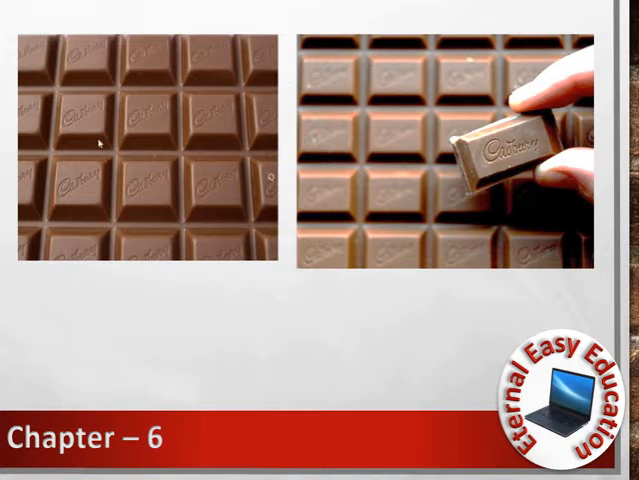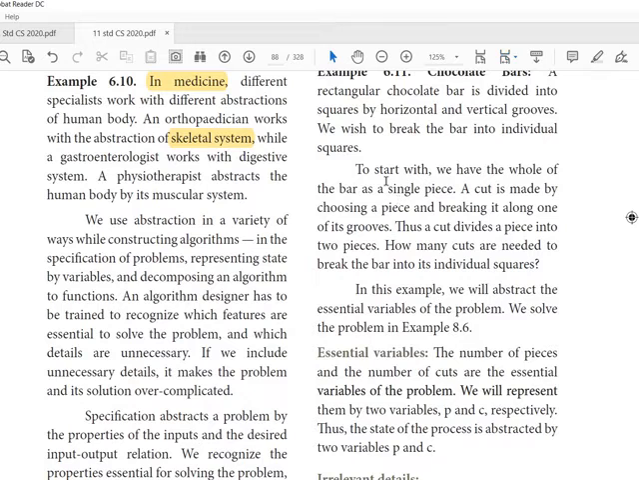So imagine the chocolate bar like this. We have to cut the piece with the shape like this. It has to be cut horizontally or vertically to get the complete square or rectangle. So to start with, we have a whole bar of single piece. A cut is made by choosing a piece and breaking it along one of its grooves. Okay, so a cut divides the piece into two.